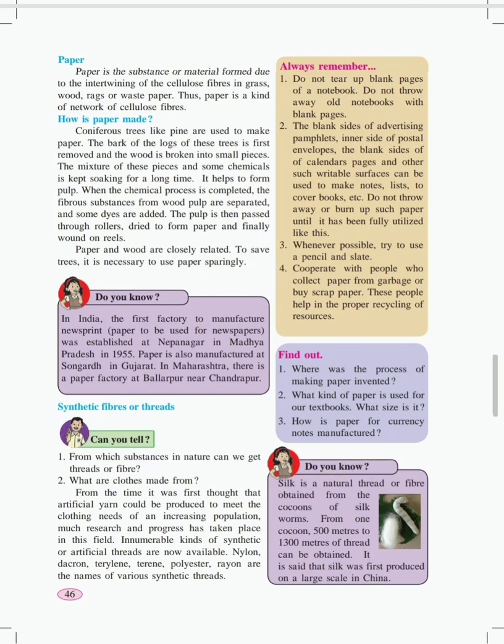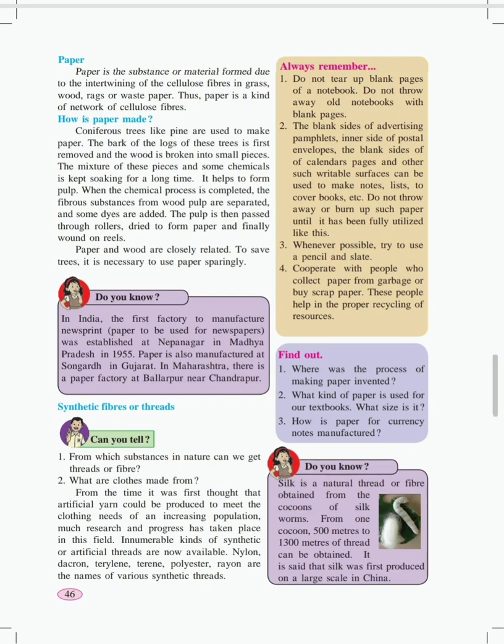With the day by day increasing population, it is very difficult for man to make natural cloth or natural fiber or thread available. So therefore, people make use of synthetic fibers. Nylon, dacron, terylene, terene, polyester, rayon are the names of various synthetic fibers. Silk is produced from the silkworm. Therefore, it is not synthetic, whereas it is natural thread. It was first produced on a large scale in China.